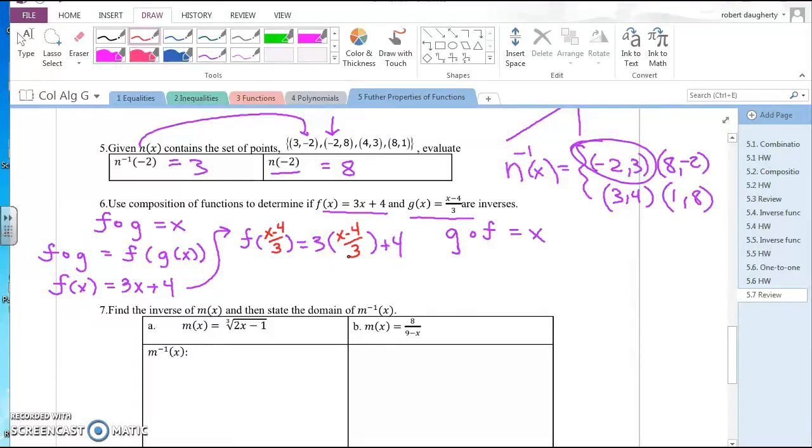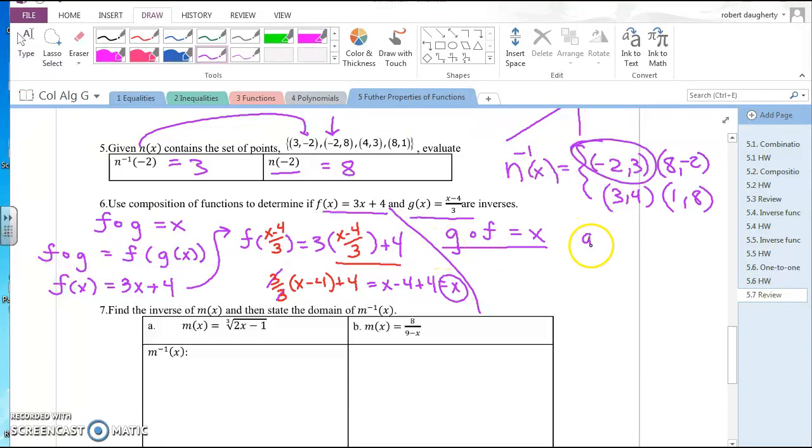And now I'm going to need to simplify what you see here. So the 3 over 3, so that you see it, that's 3 over 3, times x minus 4, plus 4. This is just 1. So this is x minus 4 plus 4, which equals x. Okay, I'm halfway there. I have shown that f composition g is equal to x. Now I need to show that g composition f is equal to x.